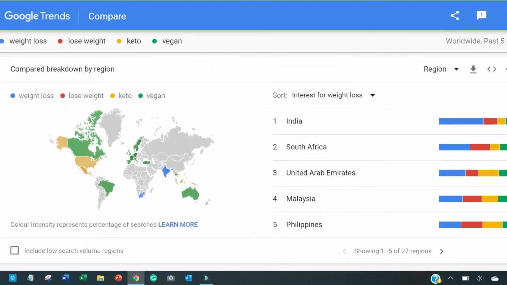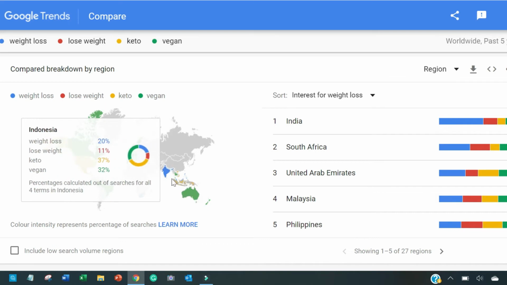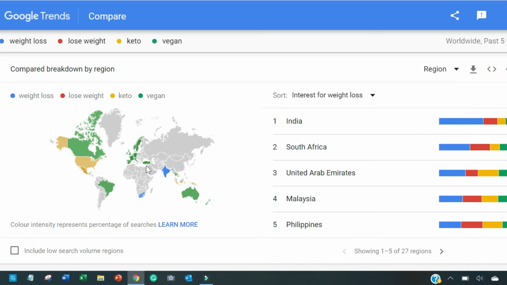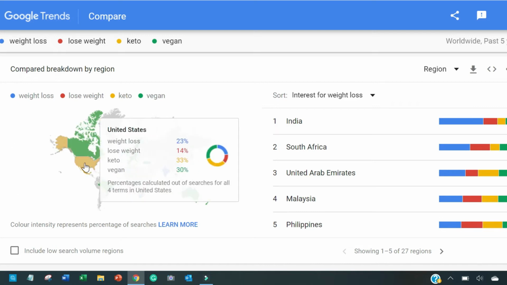Let's look at what happens in the breakdown by region. If you're in Australia, you can see that vegan is the hottest topic of the 4. In India, it's weight loss. In Sweden, it's vegan by far. Brazil, vegan as well. What about the US? It's actually keto, beating vegan with 3%. Mexico. Canada, vegan is beating keto with 2%.